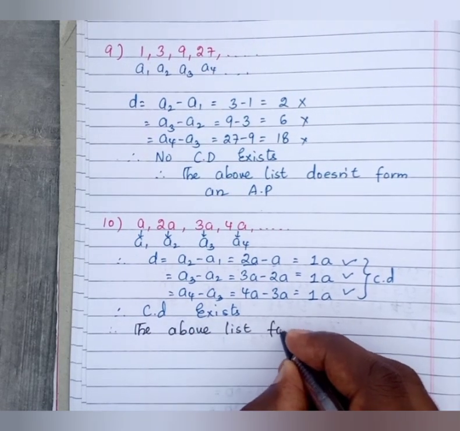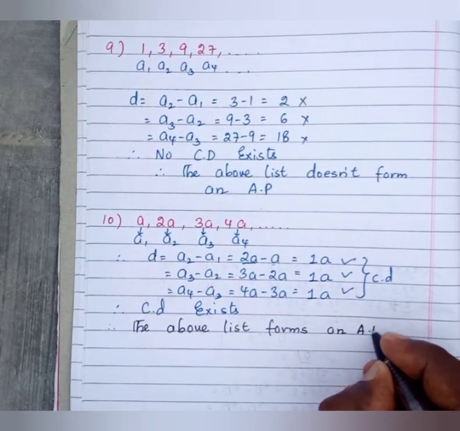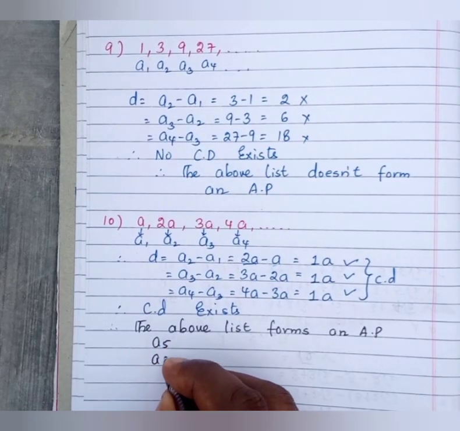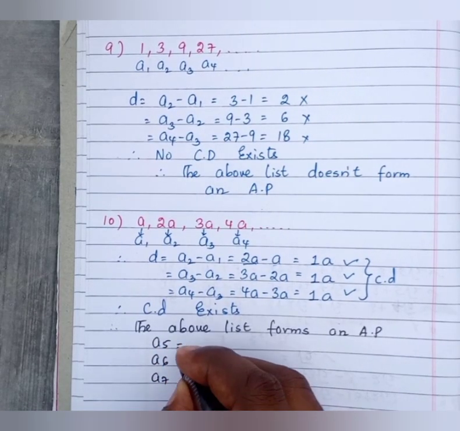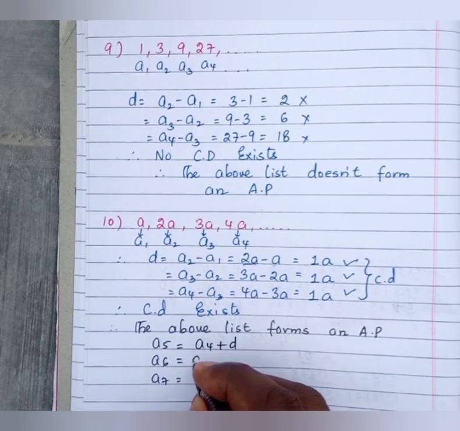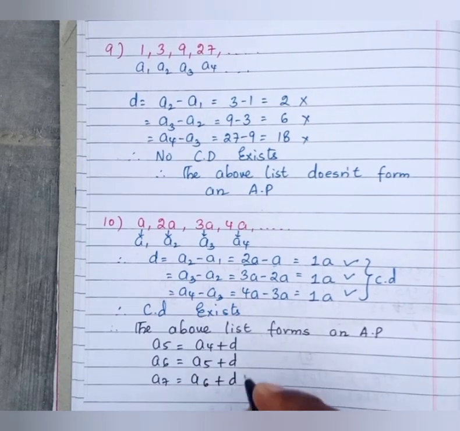Now we need to find out the next 3 more terms, that is A5, A6 and A7. What is A5? A5 is A4 plus D. What is A6? A5 plus D. What is A7? A6 plus D.